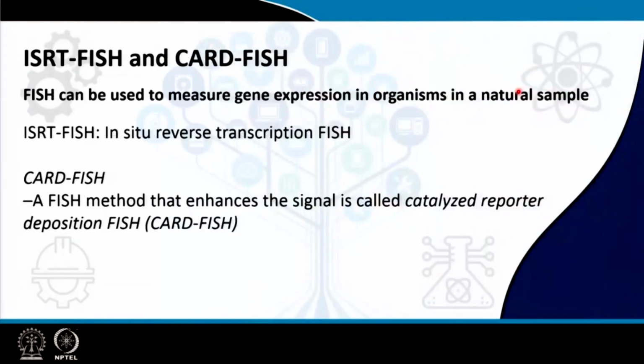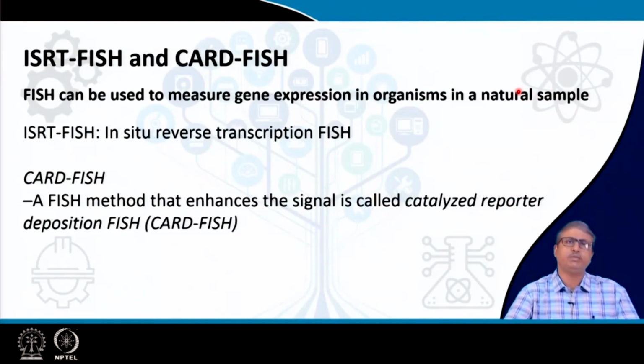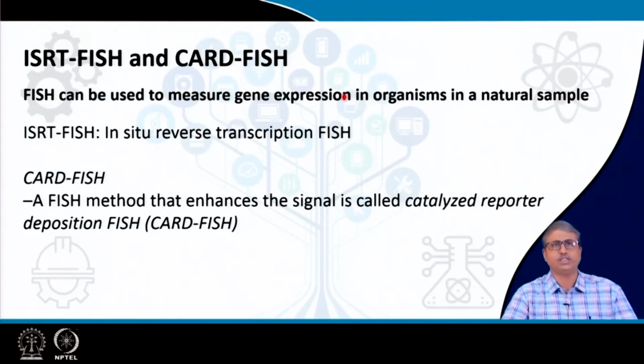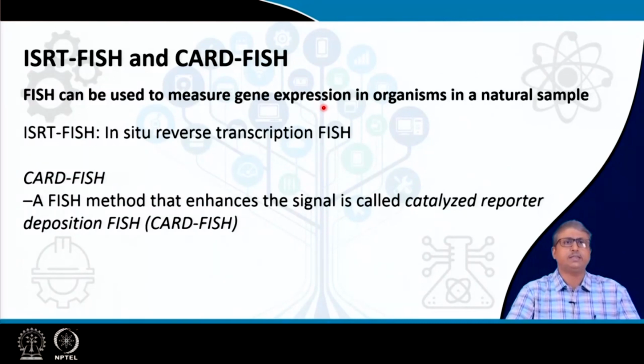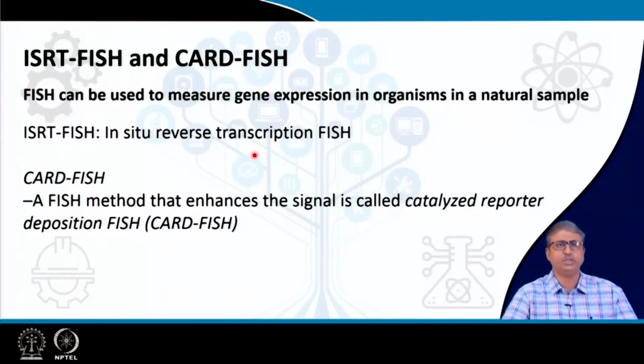So there is a lot of information which could be obtained from this type of elegant technology using FISH. Apart from this routine FISH-based method using a single probe or multiple probes capable of detecting multiple organisms, FISH can also be used to measure gene expression in organisms in a natural sample. Two methods are found to be very relevant. One is ISRT, or in situ reverse transcription FISH, and the other is CARD FISH, called catalyzed reporter deposition FISH.